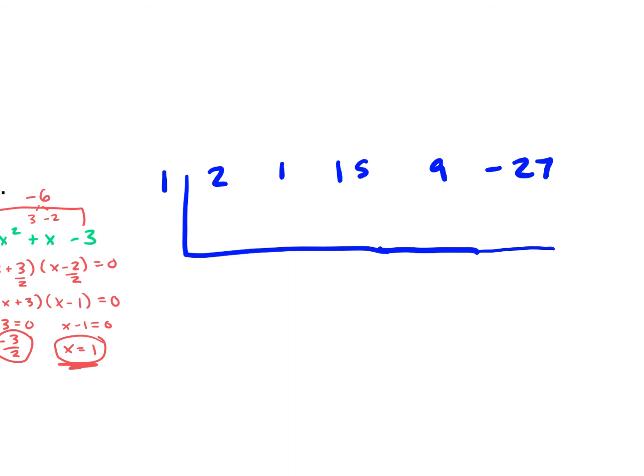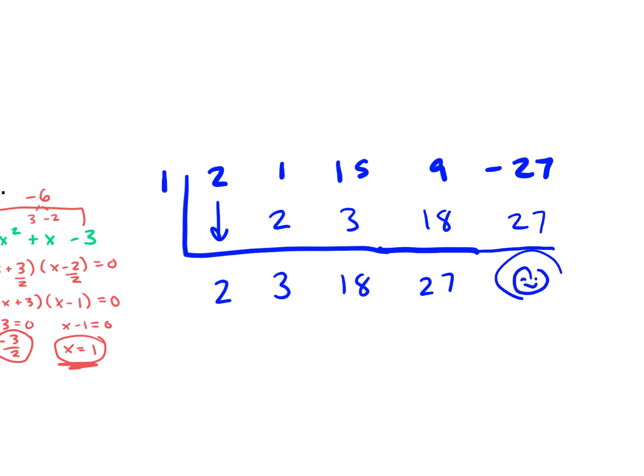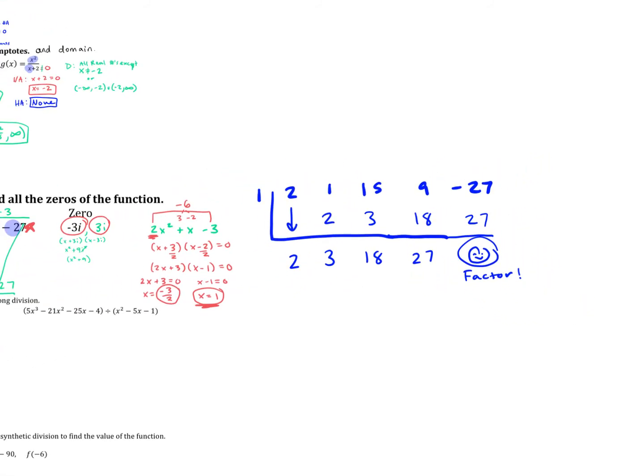So just checking our work, working backwards. Drop down the 2. Multiply, add, multiply, add, multiply, add, multiply, and we get 0. So 0 means that it is a factor. So just showing you a little shortcut for your midterm.